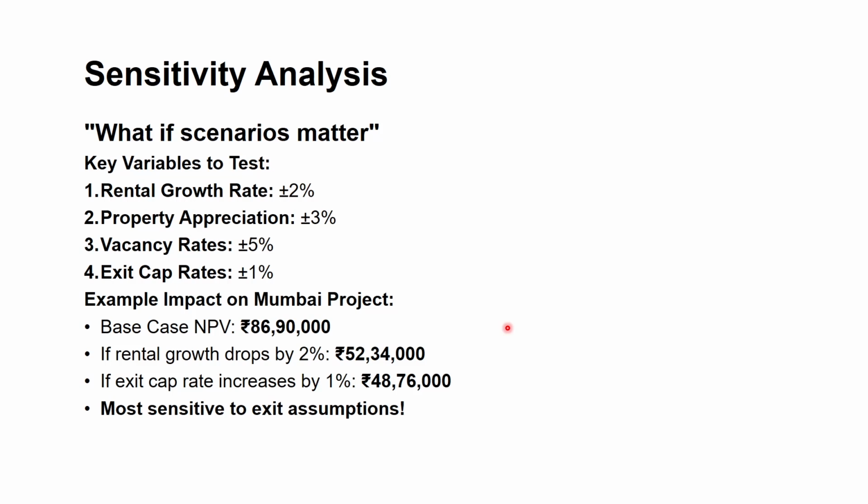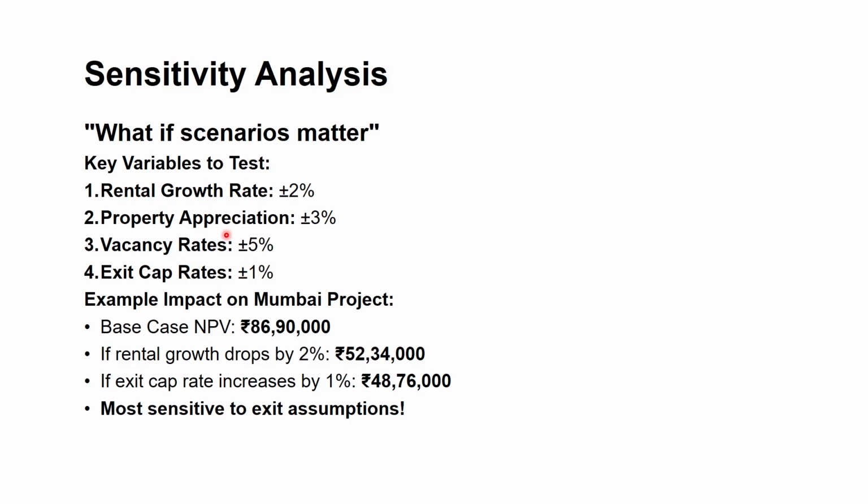Now, we go for sensitivity analysis. So, what is this? Real estate projections involve uncertainty, making sensitivity analysis crucial, right? So, we test how changes in key variables affect our investment returns. The four most important variables are rental growth rate, property appreciation, vacancy rates, and exit cap rates of plus 1%. So, these are some key variables we want to test.